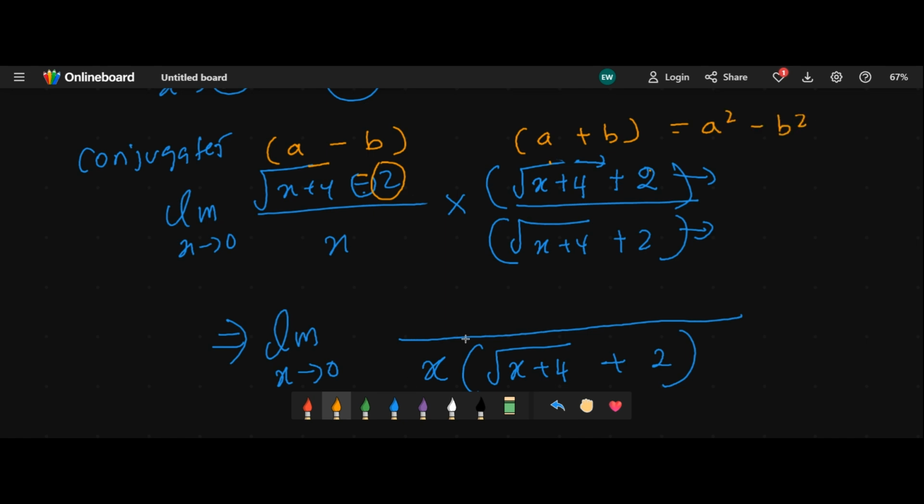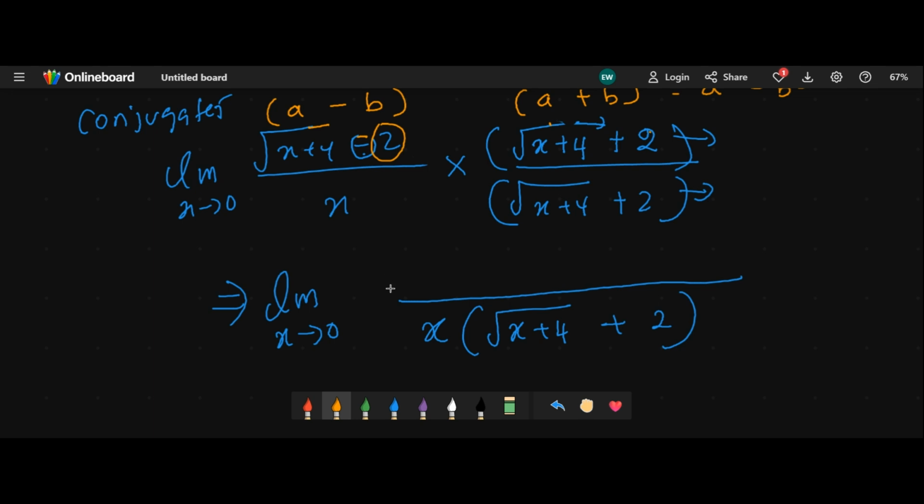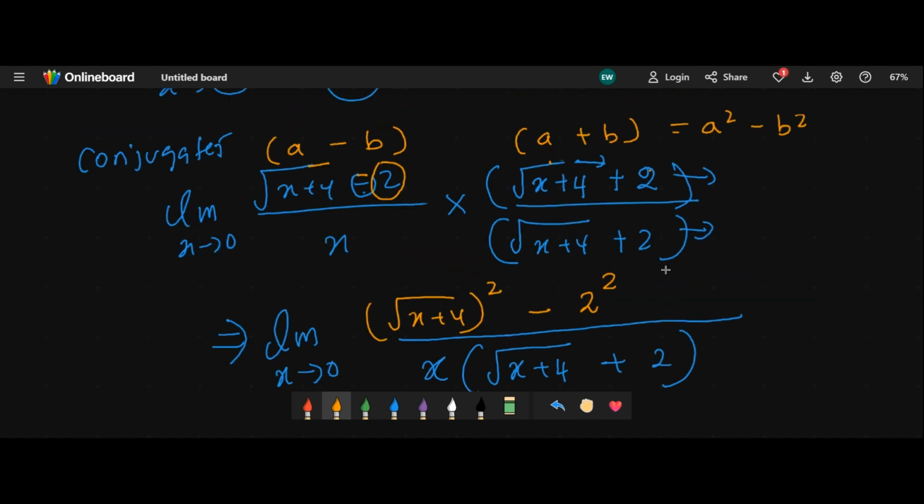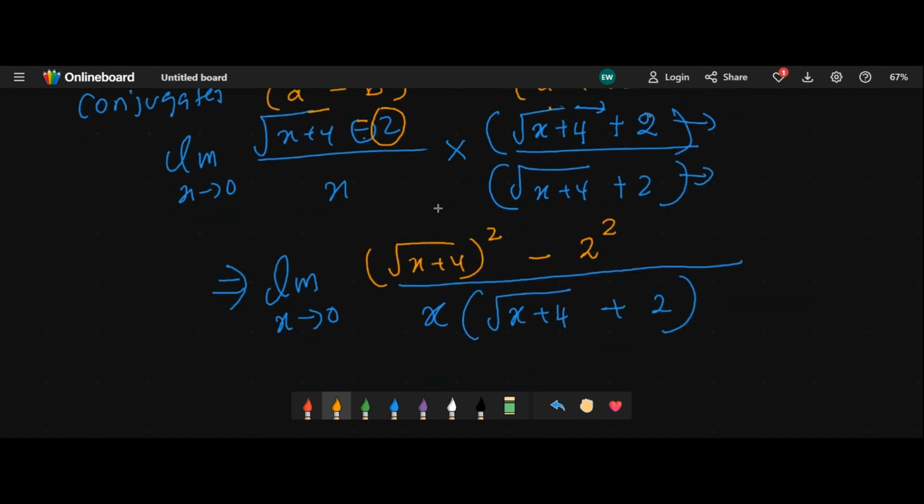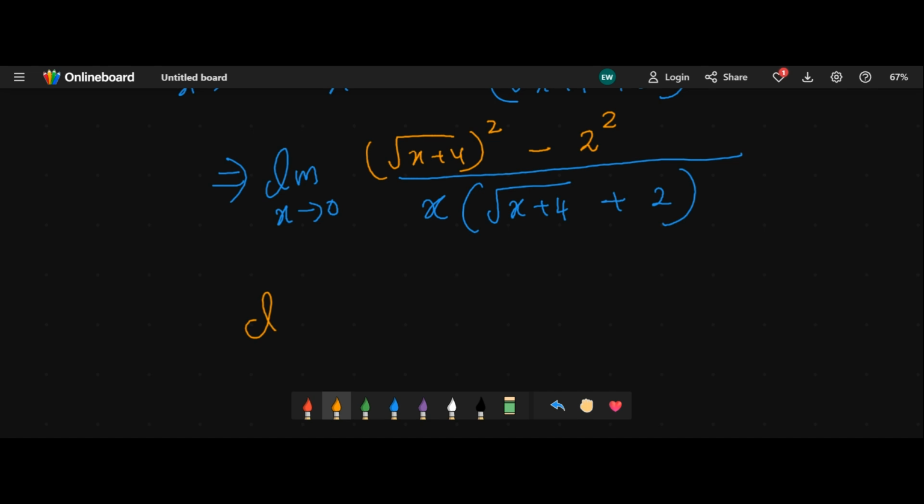So it is going to be square root x plus 4 squared, A squared, minus B squared. What is that? 2 squared. B is 2, no? So 2 squared. So now you can see the limit as x tends to 0.